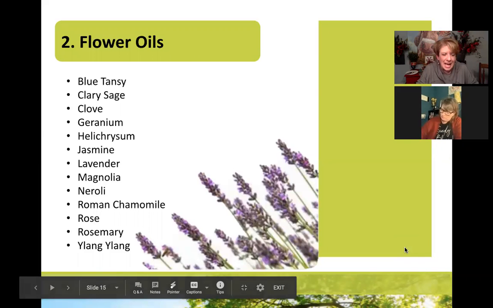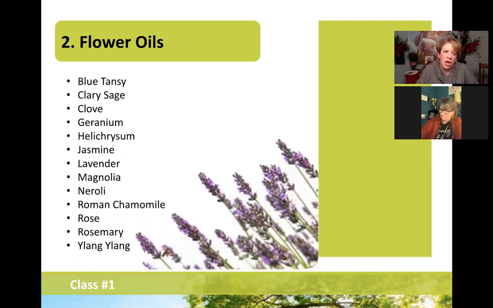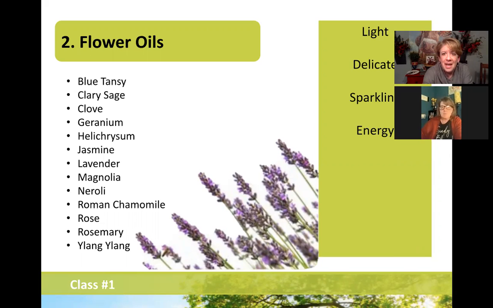Flower oils are oils like blue tansy, clary sage, clove, geranium, helichrysum, jasmine, lavender, magnolia, neroli, Roman chamomile, rose, rosemary, and ylang ylang. These oils are all light. We talked about this just a minute ago. Delicate, sparkling. They provide energy or make you feel energetic. They're fresh, they're radiant, and they help with focus.